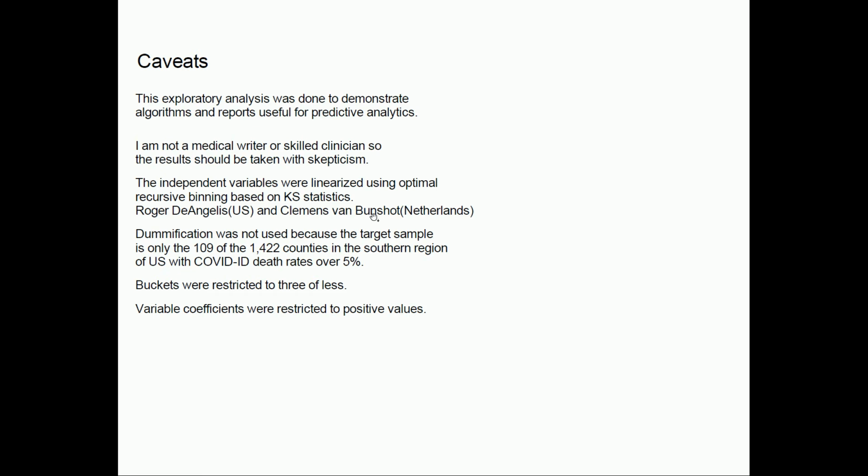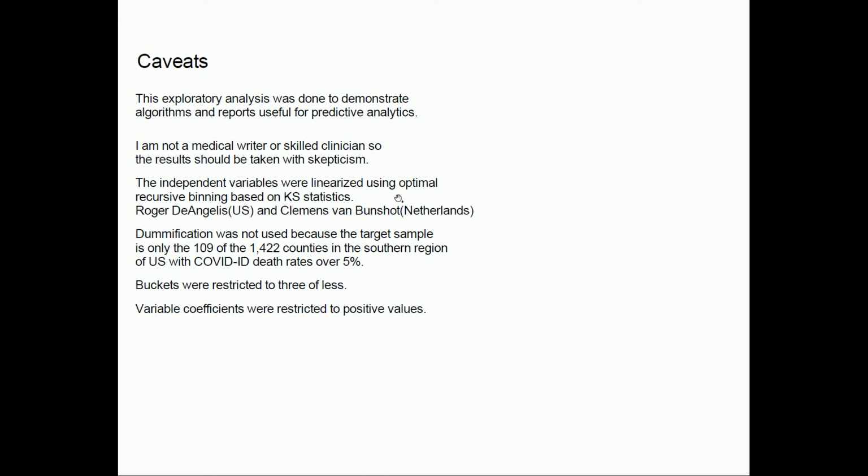There are some caveats with this. This is purely exploratory, not inferential, and it was done mainly to demonstrate some algorithms and reports that you may find useful for predictive analytics. I'm not a medical writer or skilled clinician, so the results should be taken with skepticism.